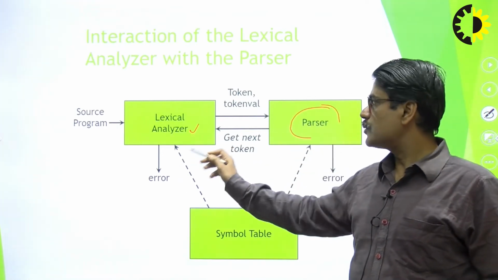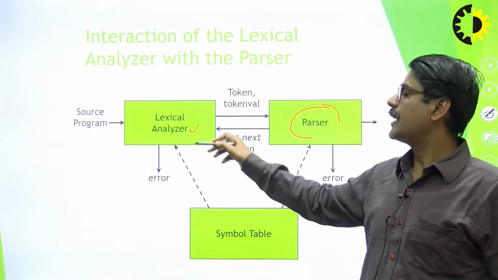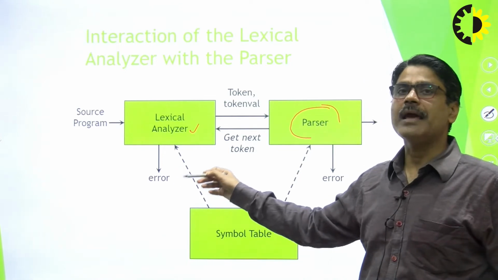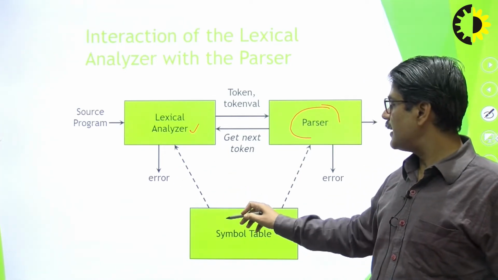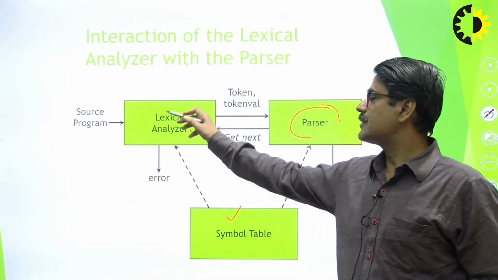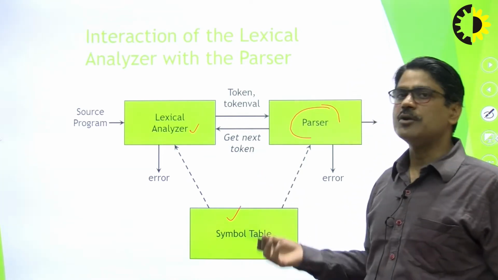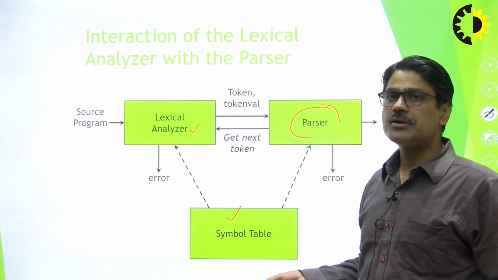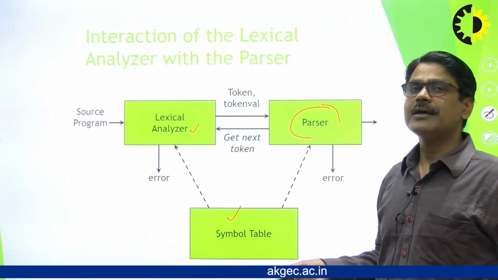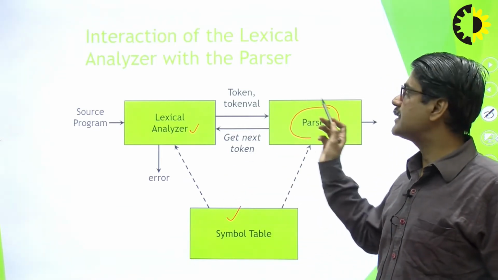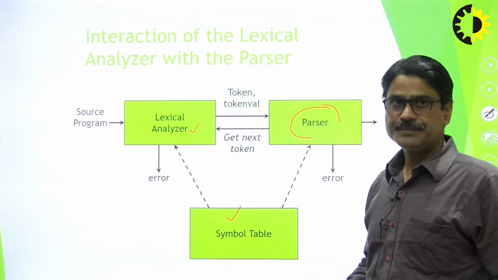There may also be errors while implementing the lexical analyzer. If an error is there, you definitely have to use some error handling process. The symbol table is defined for what? Every time you specify tokens, define new variables, new inputs, or new numeric values, the symbol table stores all of those things. So this is the role of the lexical analyzer.